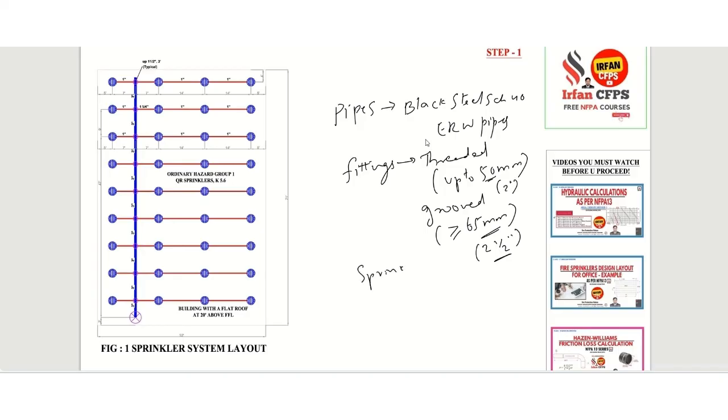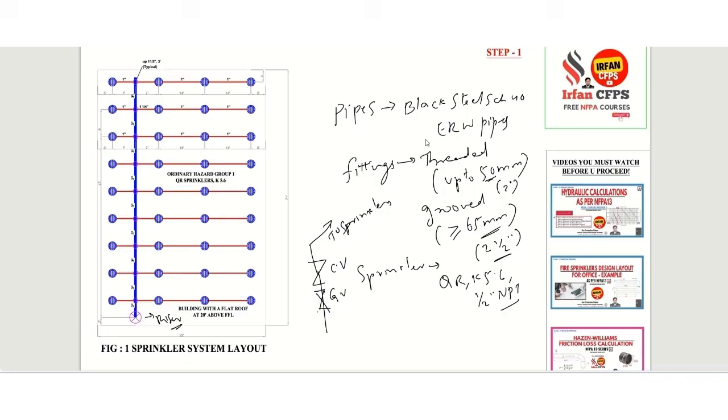Apart from this, we have the sprinkler. As I already said, the sprinkler will be quick response type, the K factor will be 5.6, and it will have a 1/2 inch NPT thread. Also, we have the riser here. This is called the riser, a vertical pipe. This riser will have a gate valve and a check valve.